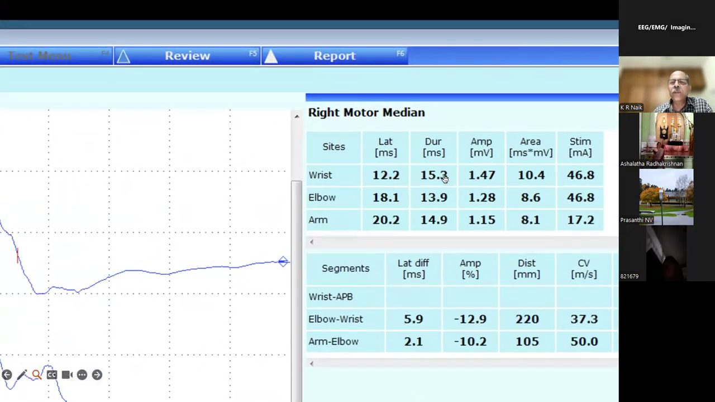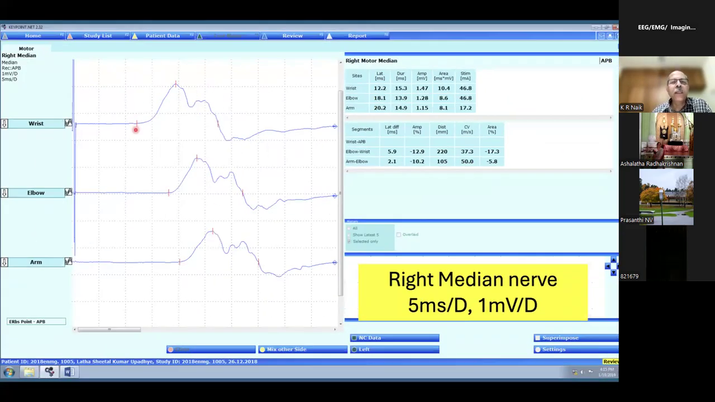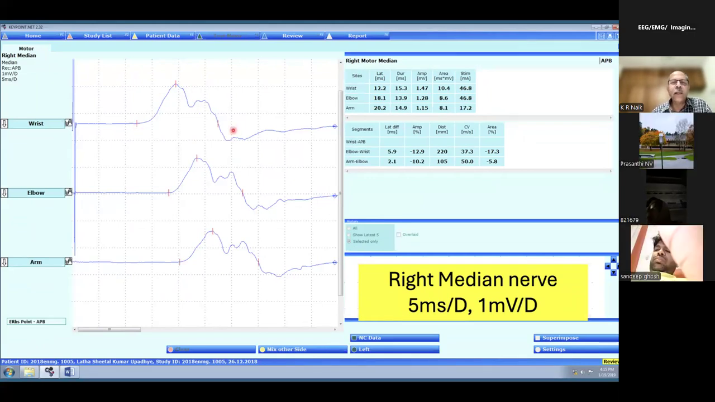Duration is 15, almost double. Amplitude is reduced. Velocity slightly reduced. So demyelination is not in the forearm segment. It's slightly in the forearm segment. When you go to the arm segment, velocity is normal. So this person has a distal demyelination, can occur in DADS variant and other early demyelinating neuropathies.